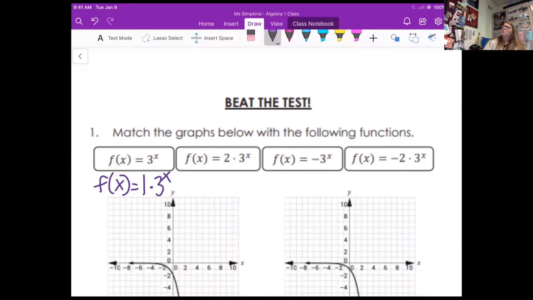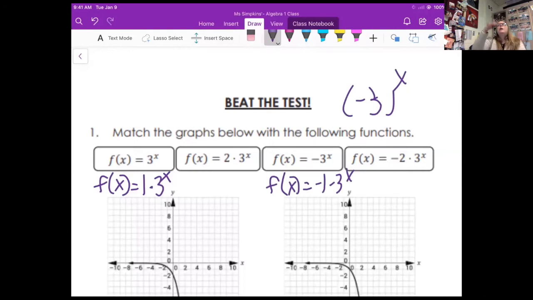So I'm actually going to change that first one to 1 times 3 to the x. And the third one I'm going to change to -1 times 3 to the x. So that negative is not with the 3. If it were, it would be written like this, and it's not. The negative is out in front of the 3 without parentheses, so that's indicating -1 times that number.